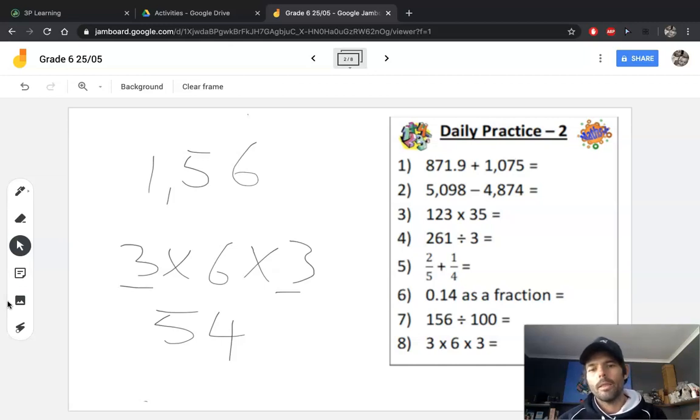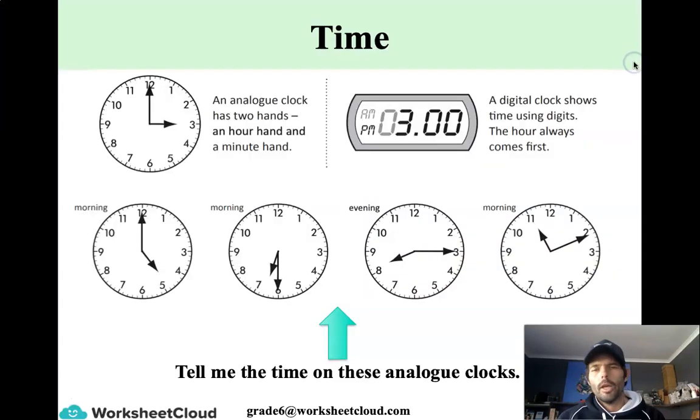Right, let's get into the main theme of today, which, as you know, is time. Okay, so we're going into time today, and at the top of the screen you can see there are 2 different clocks. The one on the left is an analog clock, and an analog clock has 2 hands. The hour hand, which is the shorter hand, is pointing to 3, and the minute hand, which is the longer hand, is pointing to 12. Okay, so that time is going to be 3 o'clock.